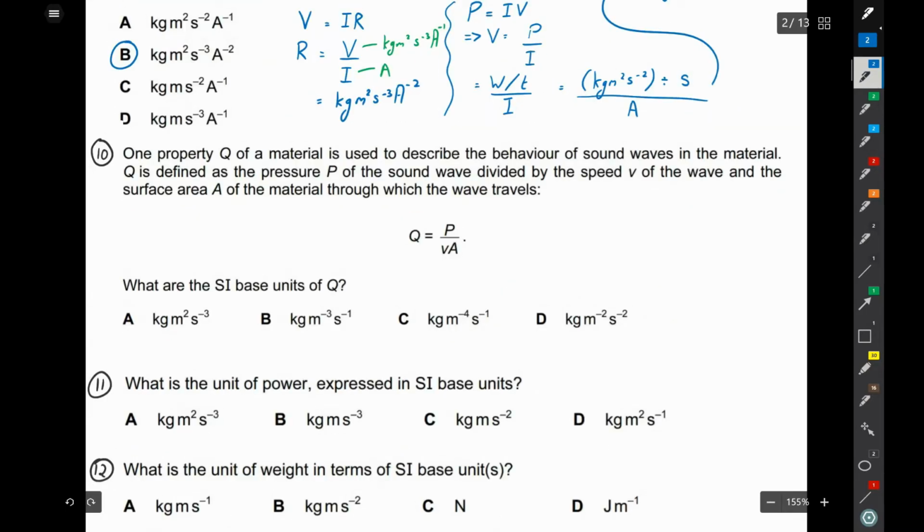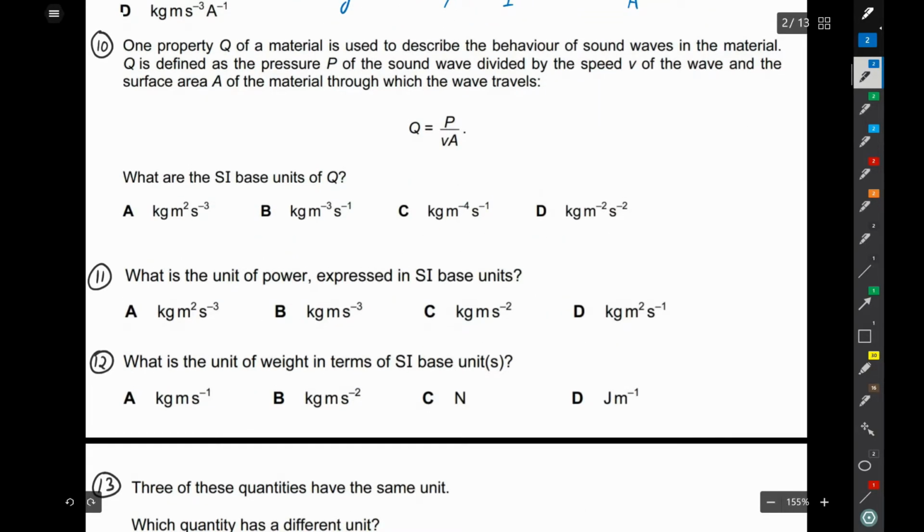Right. Question number 10. One property Q of a material is used to describe the behavior of sound waves in the material. Q is defined as pressure P of the sound wave divided by the speed V of the wave and the surface area of the material through which the wave travels. We have to find SI based units of Q.